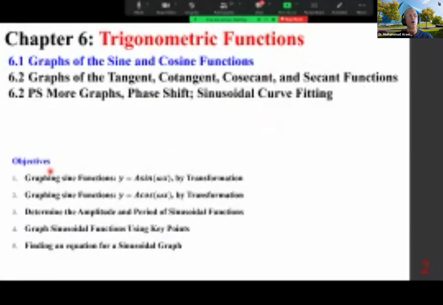The objectives are graphing sine functions of the form y equals a sine omega x by transformation, same thing for y equals a cosine omega x, determining the amplitude and period of the sinusoidal functions, graphing sinusoidal functions using key points, and finding an equation of a sinusoidal graph.